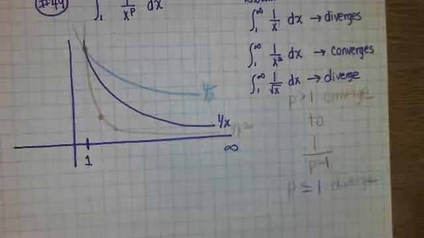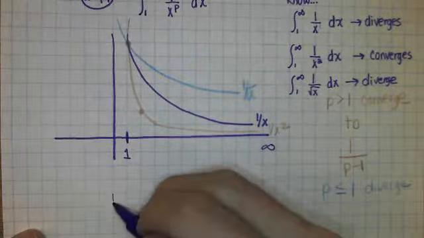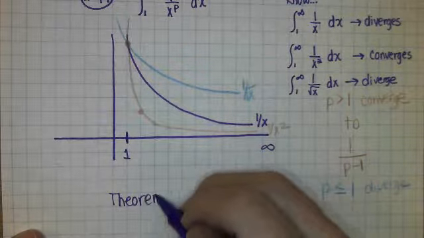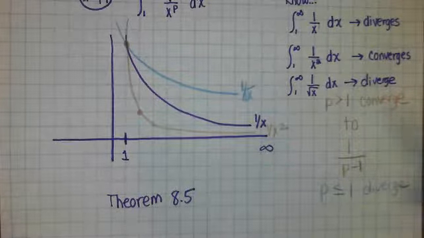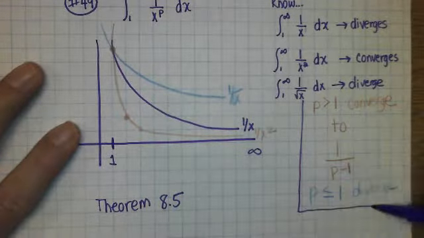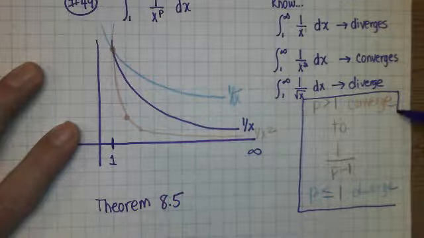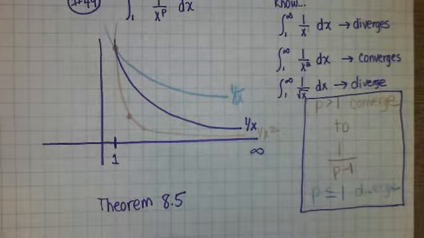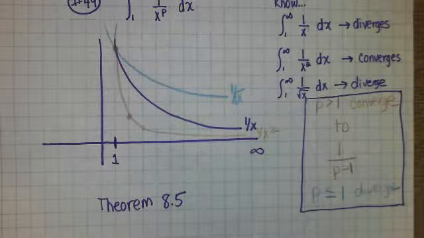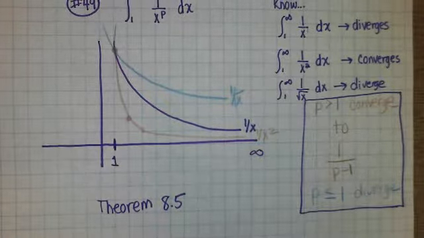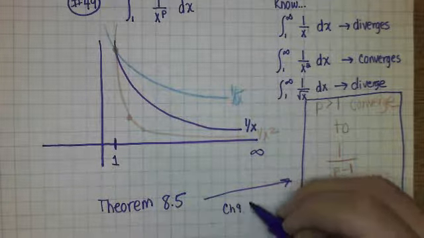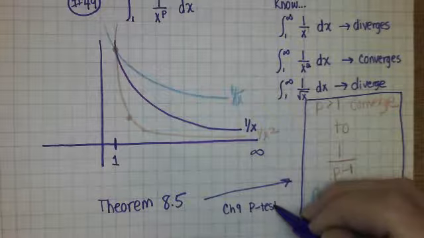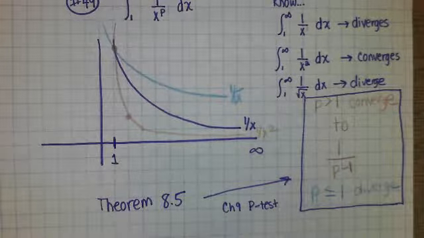This happens all the time, and so it's called a theorem. Theorem 8.5 from your book is saying this right here, that if p is greater than 1 for the power from 1 to infinity, that would converge, and if it was less than or equal to 1, it will diverge. This is a nice little shortcut. This is in Chapter 9, we will refer to this as the p-test, but it is a very, very nice little shortcut.